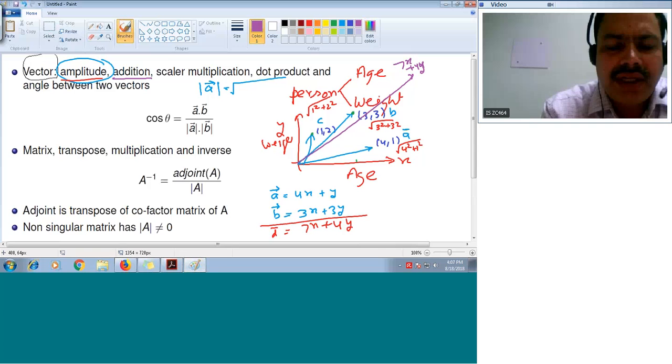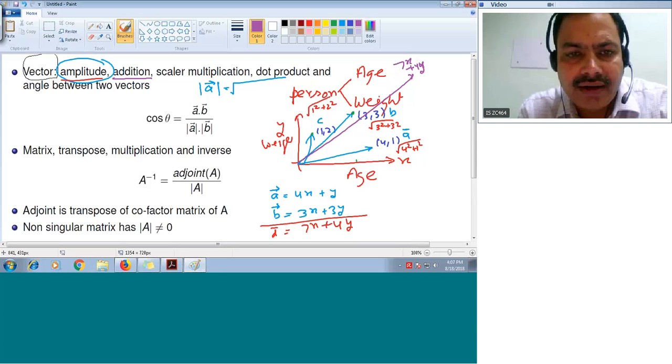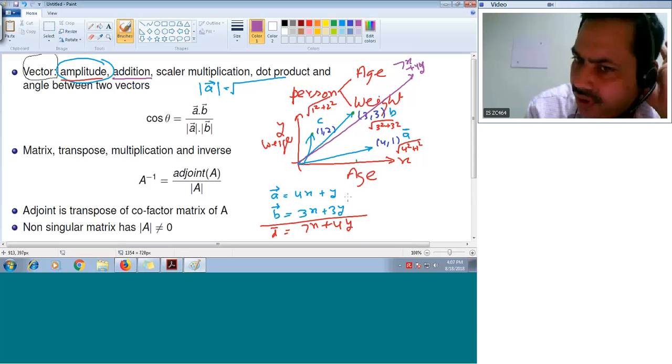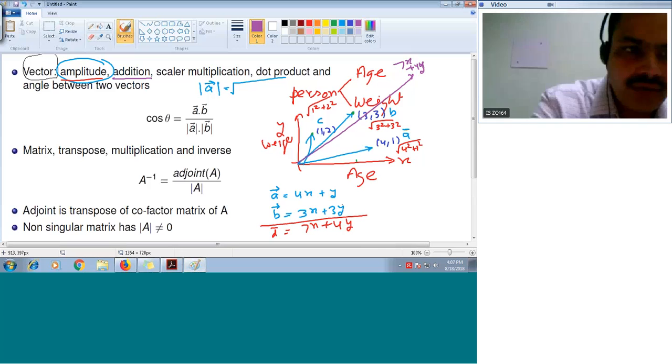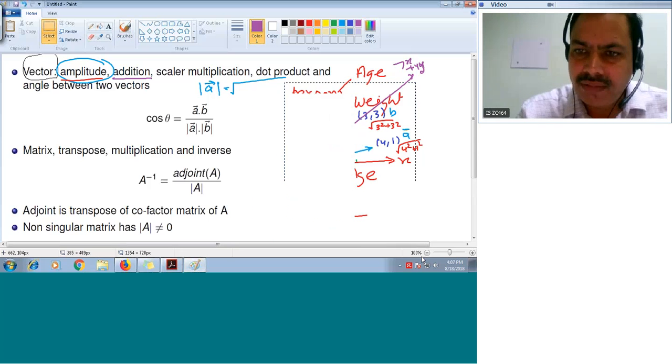You have seen what addition is: two vectors can be added, and the respective dimensions are added. Scalar multiplication is a very important part that we want to see, that is, what we mean by scalar multiplication.